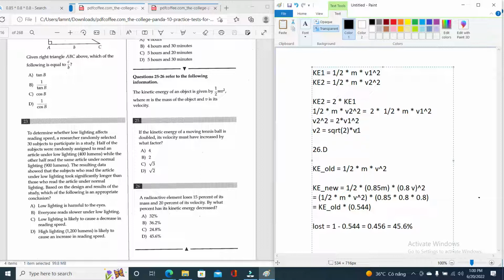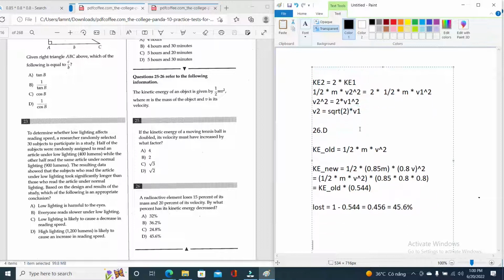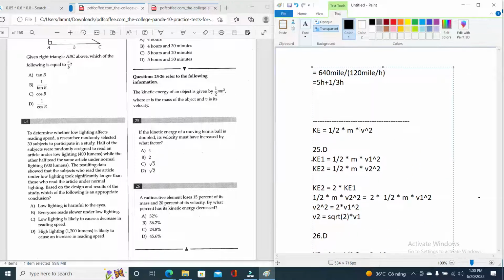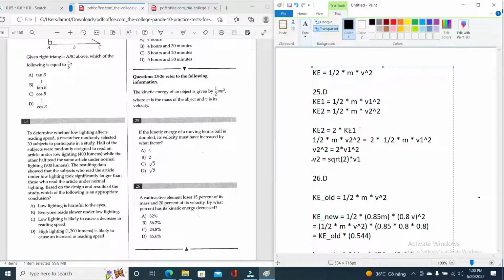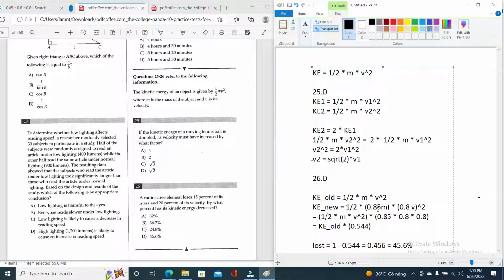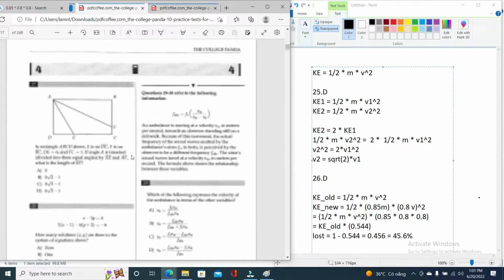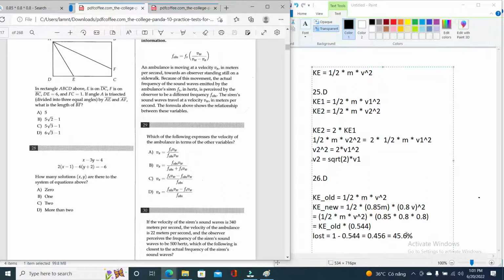So 25 and 26 are both D. Indeed, 25 is D and 26 is also D. Alright. Let's try numbers 27 and 28.